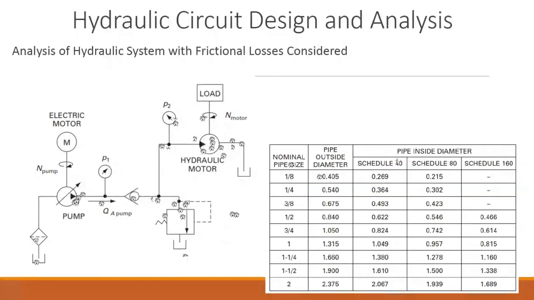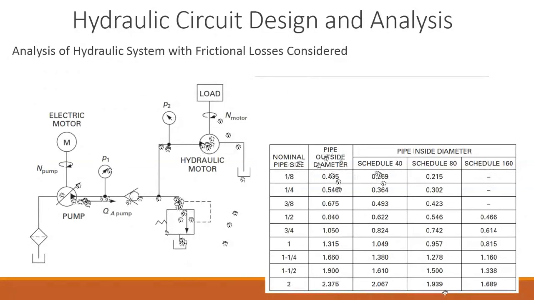These are the nominal pipe sizes which are available in the market, of course in inches. Pipe outside diameter in inches, and schedule 40, schedule 80, and schedule 160. I think the outside diameter would be in inches, not in centimeters. So these are the standard names or numbers for those pipe inside diameters and pipe outside diameters.